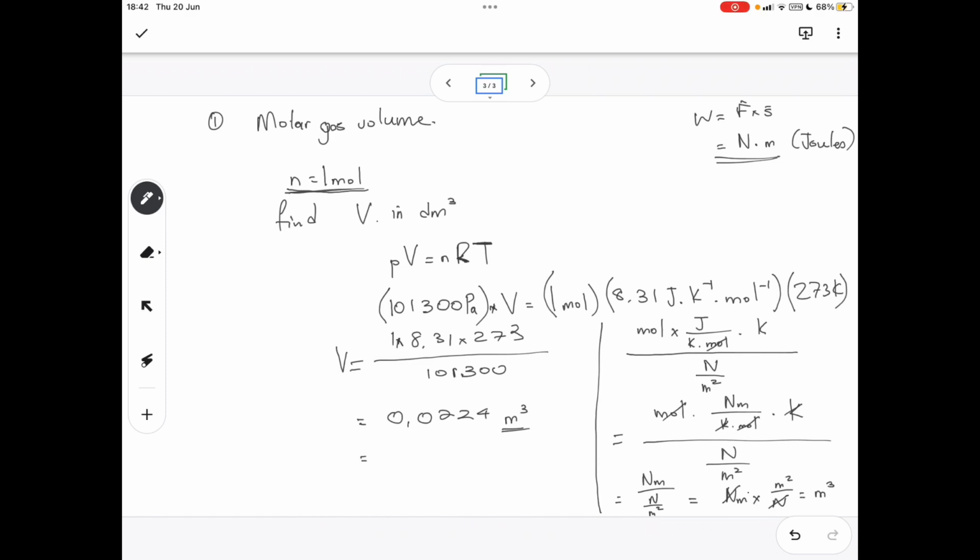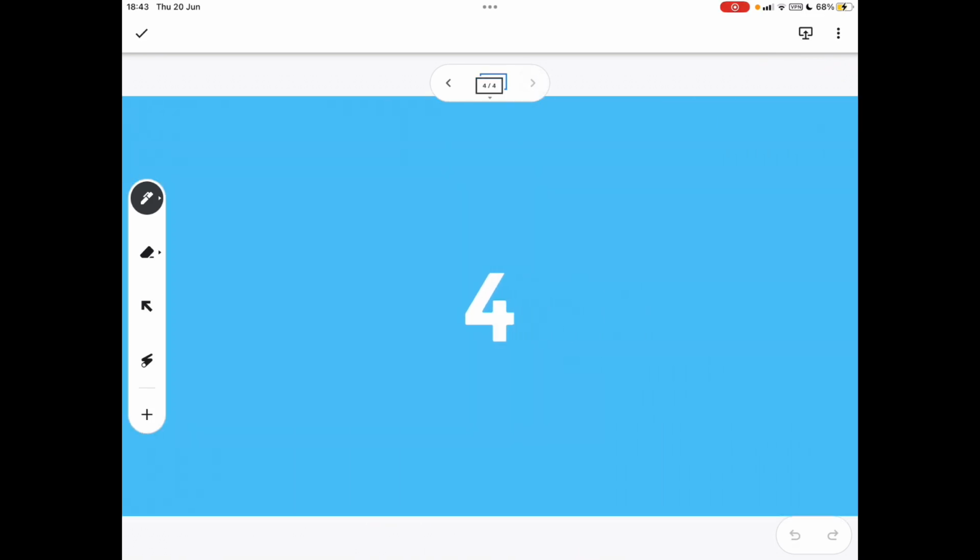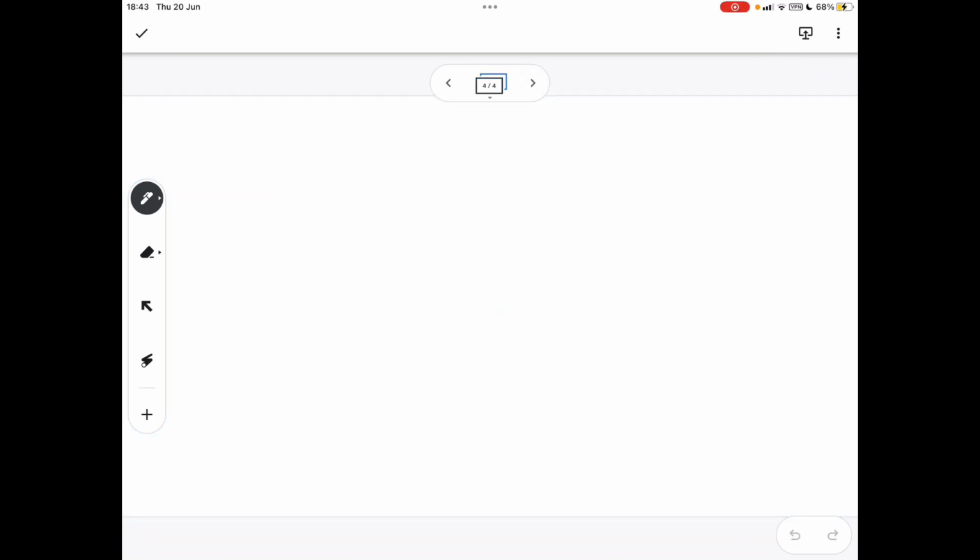So now, when dealing with chemical equations or chemical change, our volume is usually in cubic decimeters, which is 1 liter. And we can simply convert this. To shift from cubic meters to cubic decimeters, we multiply by 1000. So then our volume is 22.4 dm cubed.